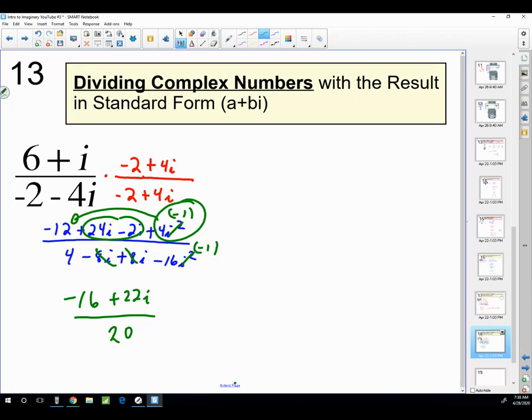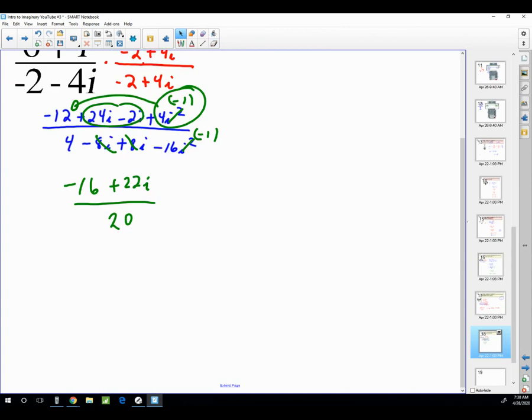Now, you need to recognize that if you want to go for that other format, you could go ahead. Let's just go ahead, since we're doing this for Socrative, and split it into negative 16/20 plus 22i over 20 and reduce those. So 4 goes into both of those. So that would be negative 4/5 plus 11i over 10.